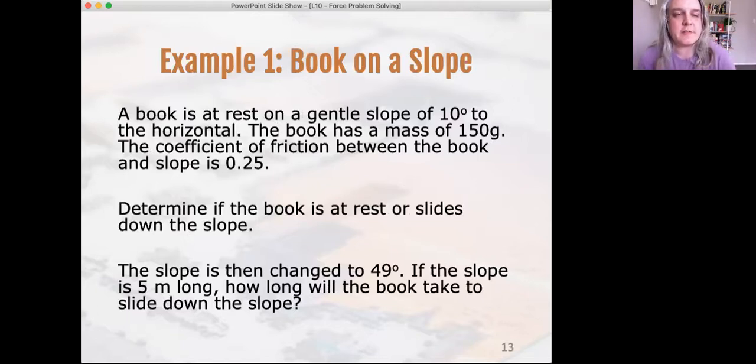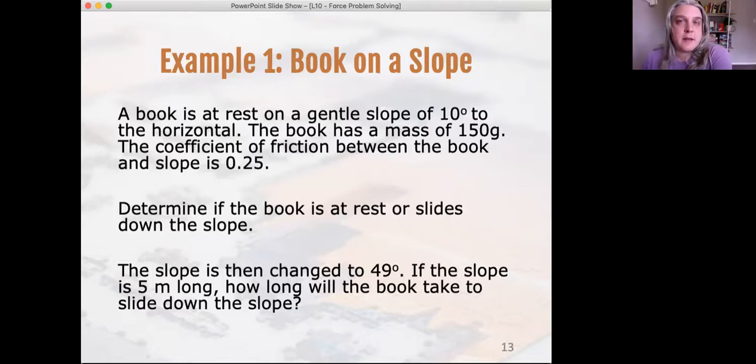We have a book at rest on a gentle slope of 10 degrees to the horizontal. The book has a mass of 150 grams. The coefficient of friction between the book and the slope is 0.25. Determine if the book is at rest or slides down the slope. So that's the first question. Is the book at rest or does it slide down the slope? The second part of the question is the slope is then changed to 49 degrees. If the slope is 5 meters long, how long will the book take to slide down the slope?